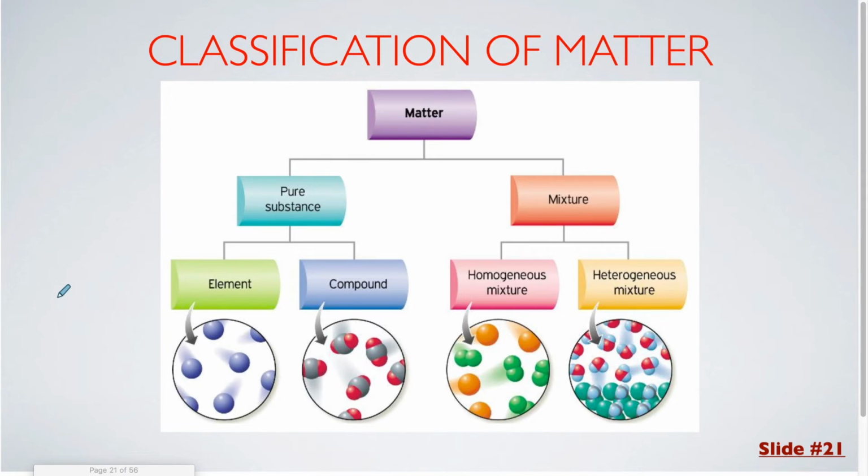Here we have a picture which shows the overall classification of matter. From matter we have pure substances and mixtures. Pure substances can be further broken down into elements, where we have a single type of atom, or compounds, where each individual substance is made up of different types of atoms. On the mixture side, we could have a homogeneous mixture where everything is evenly mixed, or a heterogeneous mixture where there is a clear division or separation between the substances.